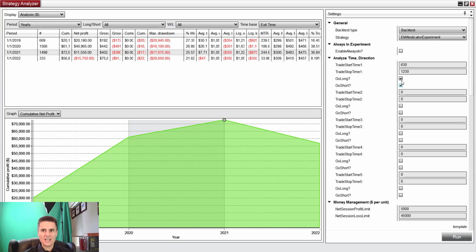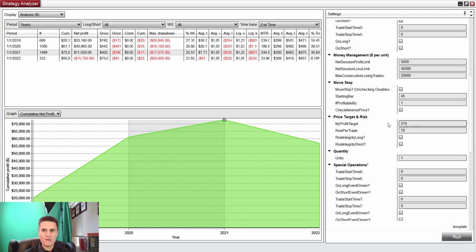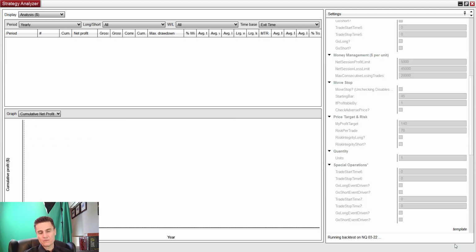So let's do the short side. Let's go ahead and change this back to 1 to 2 ratio and run it. And again, I'm not going to use risk integrity long or short. That is something that I use in my strategy, price action harvester automated, but I'm not going to use it here, so it's a pure test. Okay, pure hypothetical backtest.